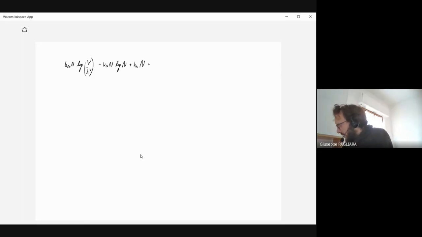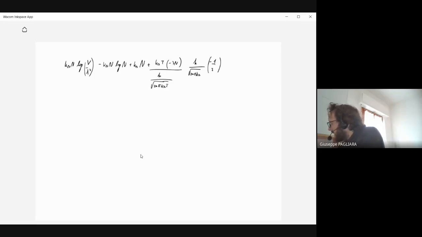Then there was a plus kBT minus 3n, and here you have the lambda, which is h divided by 2m pi kBT, and then there was the derivative of lambda with respect to temperature, which is h 2m pi kB. Here I have a minus 1/2 and T to the minus 3/2. Okay, this should be correct. Okay, this can be written as follows.